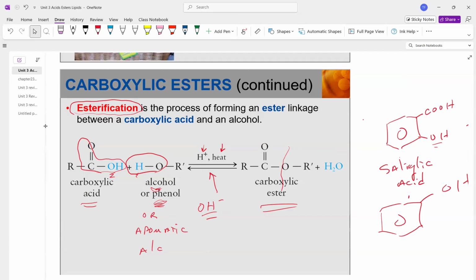Okay, so esterification requires an acid and an alcohol. And there are three ways to make an ester.